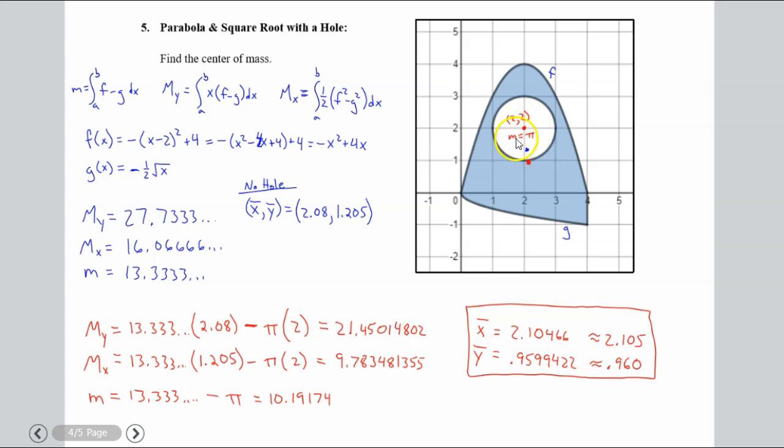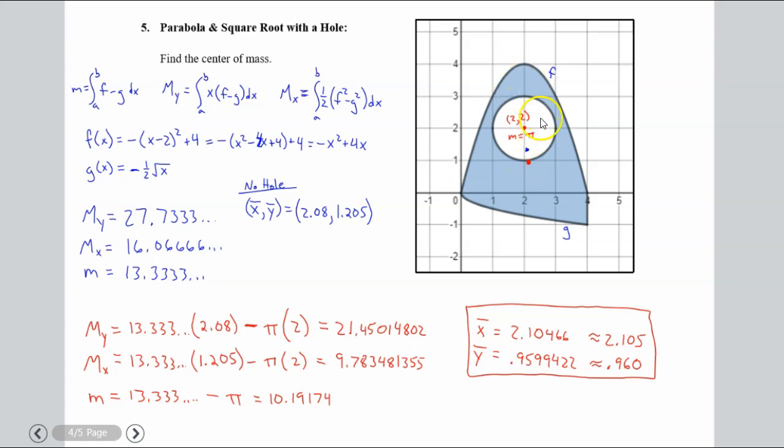The center of mass may end up in the hole sometimes. You can imagine if this hole was a little bit lower, that would raise the center of mass a little bit, but it would also put more weight out here. So that center of mass would be in this whole region somewhere in there. So it doesn't have to lie in the shaded region. It could be in the hole at some point, but it's just a matter of going through those calculations.